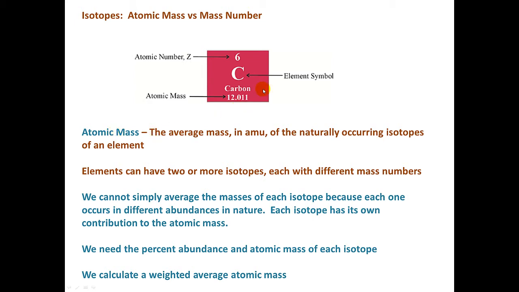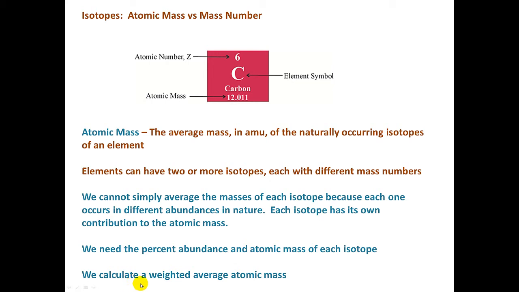The atomic mass, however, which we find on the periodic table, and notice it's always in decimal form, is an average mass in atomic mass units of all of the naturally occurring isotopes of an element. Recall that elements can have 2 or more isotopes, each with different mass numbers. We cannot simply average the mass of each isotope because each one occurs in different abundances in nature. Each isotope, in other words, has its own contribution to the atomic mass. So in order to calculate atomic mass, we need the percent abundance and the atomic mass of each isotope.